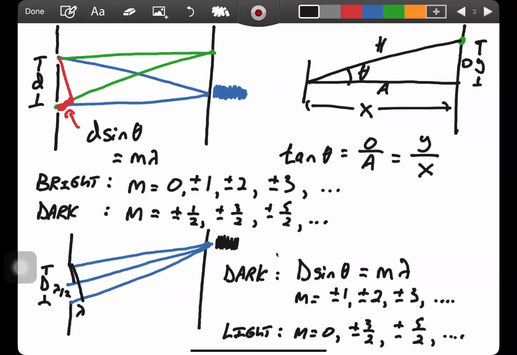And if they're still in phase, they constructively interfere at the screen. The peaks add with the peaks, the troughs add with the troughs, and you have a bright region.